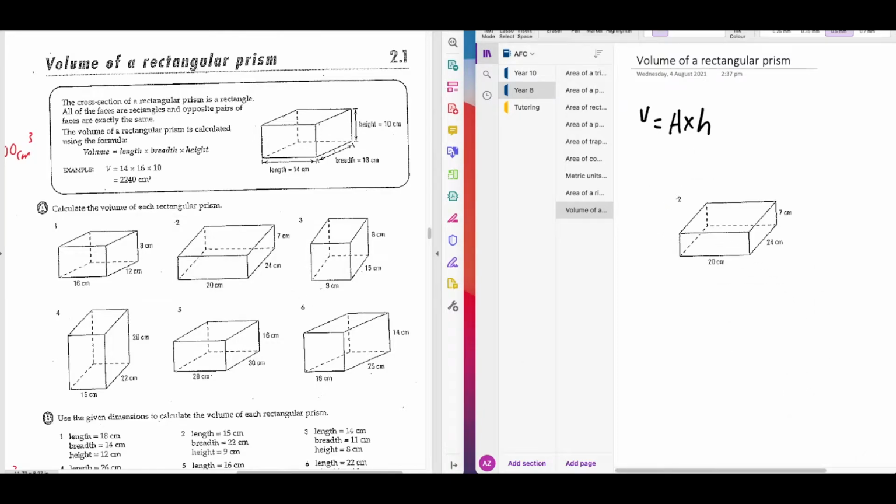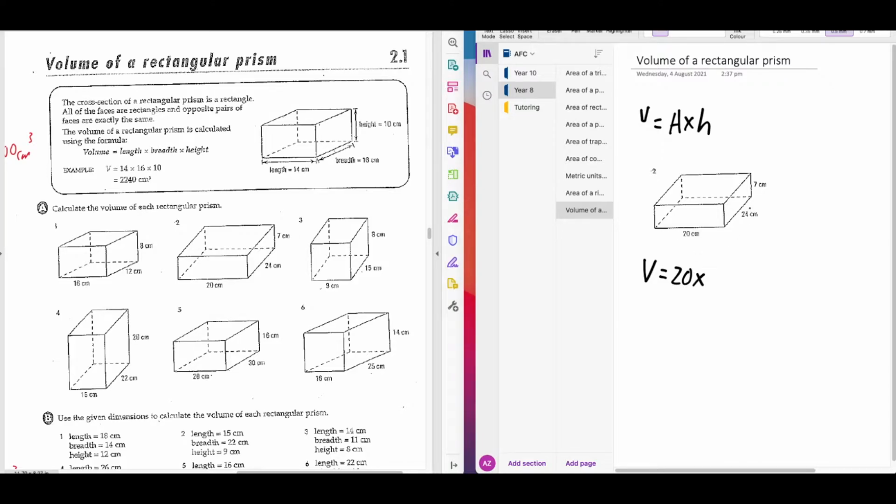Alright, so how do you find the volume of this rectangular prism? Well, remember, you can just use this formula, or you can just use this formula. It doesn't really matter. So I'm just going to use the formula that's on the sheet. Volume equals length times breadth times height. So in this case, volume equals length, which is 20, times the breadth, which is 24, times the height, which is 7.